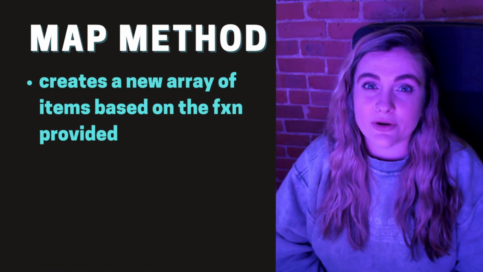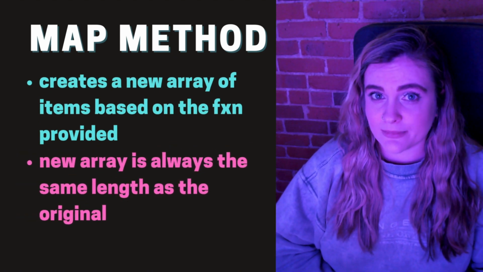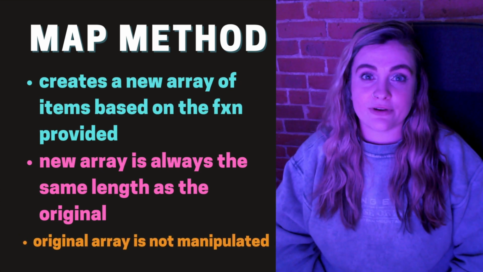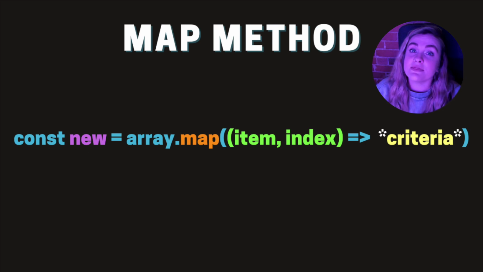The map method creates a new array of items based on the function provided. The new array is always the same length as the original array, and the original array is not manipulated. This is the variable that'll hold our new array. This is the original array that'll be mapped. This is the call to the map method itself, and this is the function that'll determine our new array.